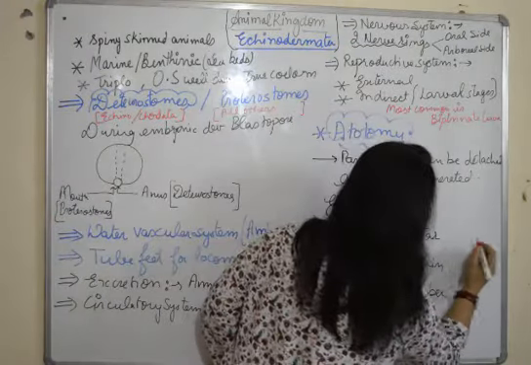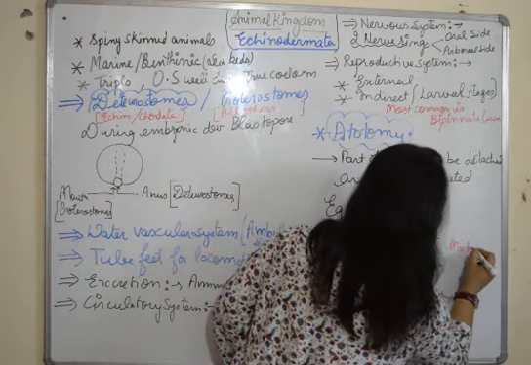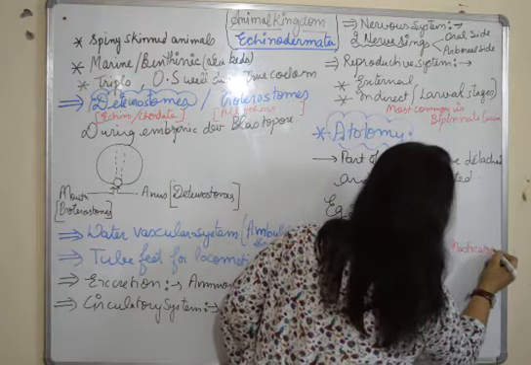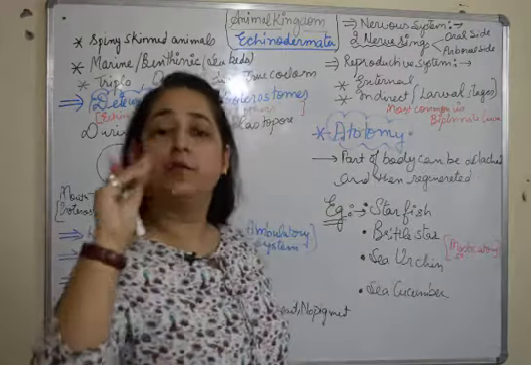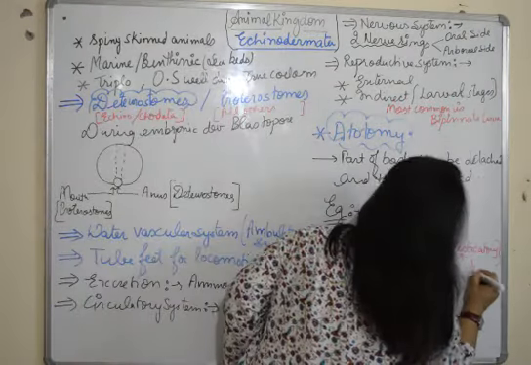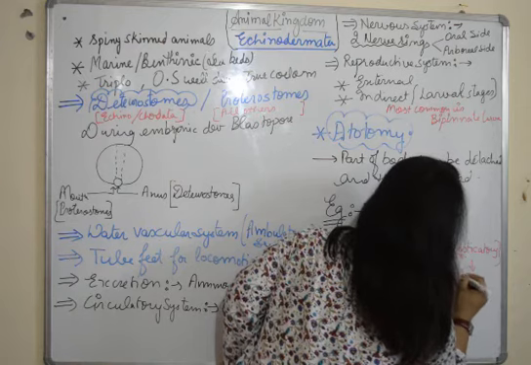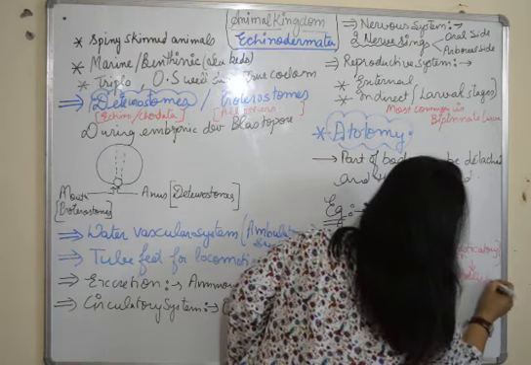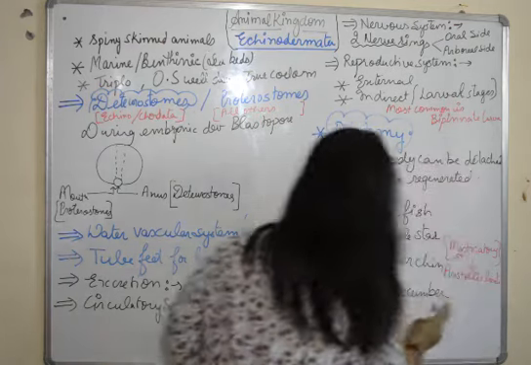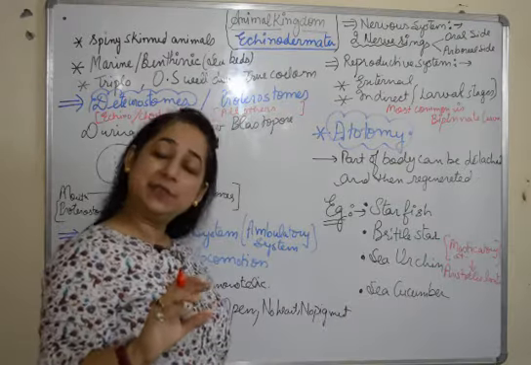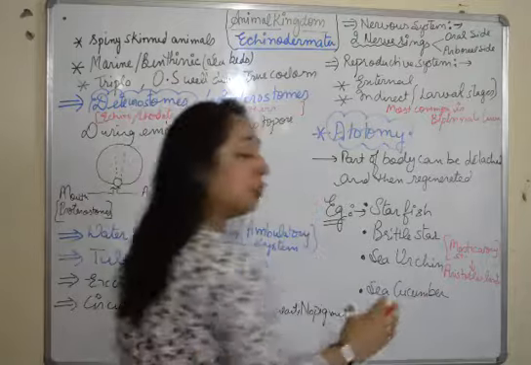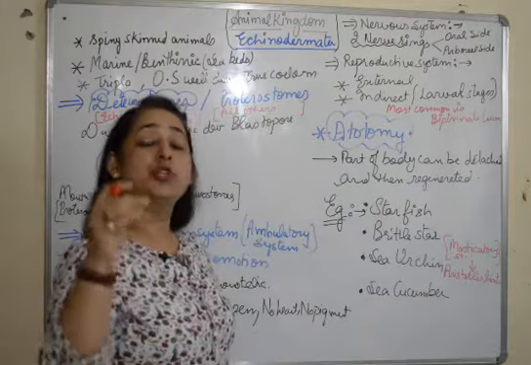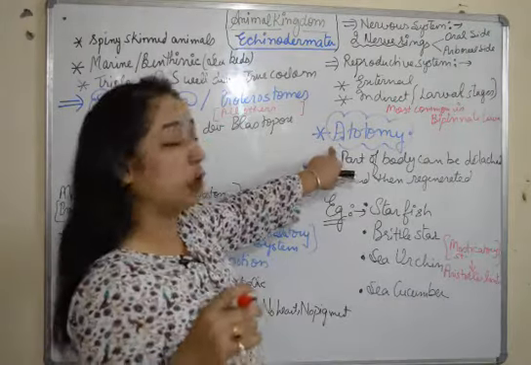Sea urchin has a masticatory structure. The masticatory structure, the structure which is useful for chewing, is known as Aristotle's lantern. Fine. And this is the masticatory structure, it helps in mastication. Mastication means chewing.